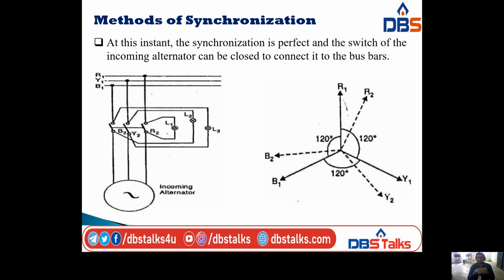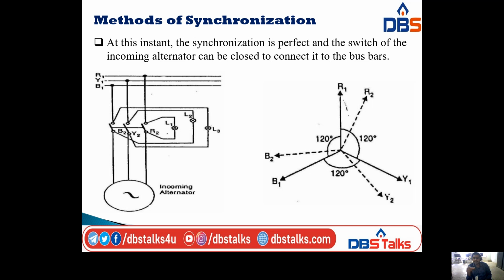Here we have the switches. So after meeting the synchronization conditions, the switch of the incoming alternator can be closed to connect to the bus bars. Here, one phasor diagram is there to explain this three lamp method.